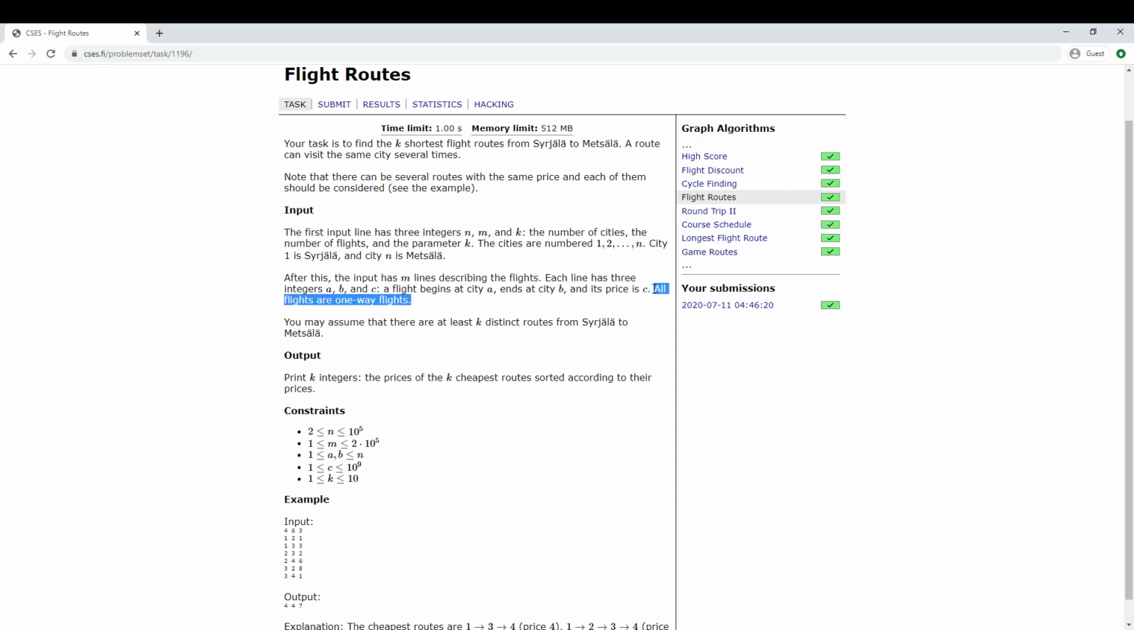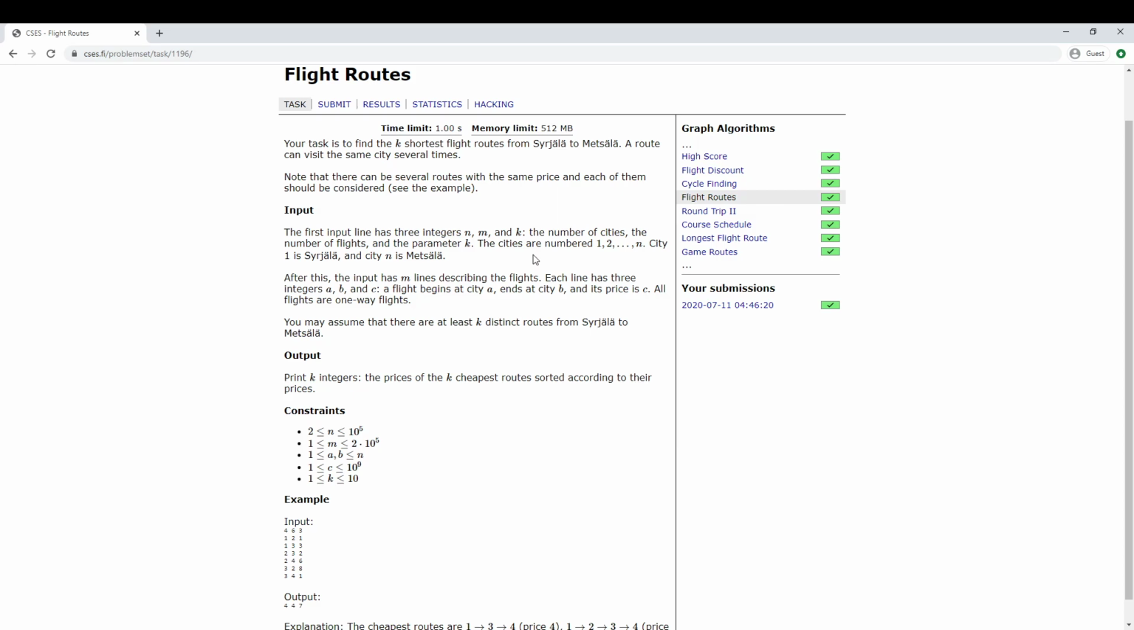So it's a directed graph. The edges have weights or prices on them. The prices are positive, so we don't need to worry about any negative paths, which is nice. K is up to 10. The graph is 100,000 by 200,000. And we want to go from 1 to n.